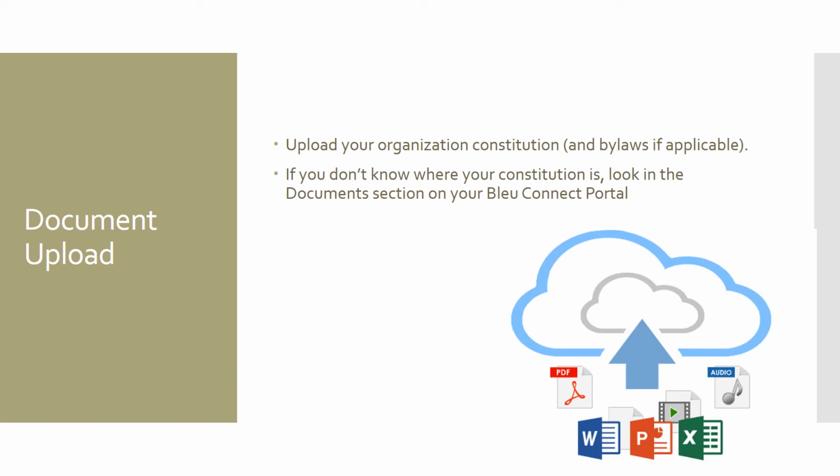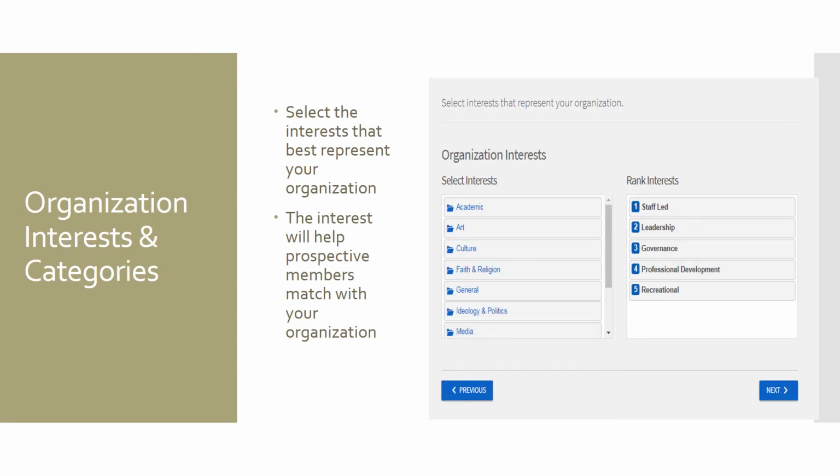Next, you will upload your organization constitution as mentioned before. If you do not know where your constitution is, you may find it in the documents section on your Blue Connect portal for your organization. Then you will have organization interests and categories to choose from. It is very important that you input accurate interests and categories that reflect what your organization stands for, so that when prospective members are looking to match up with your organization, they know exactly what they can expect, and this will also be a helpful tool for the Elite as they help with that matchmaking process.